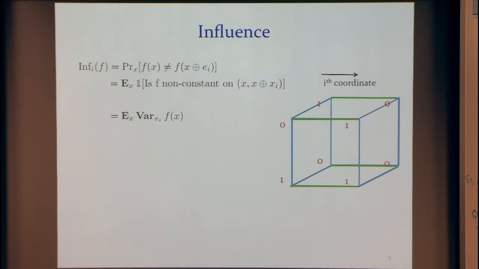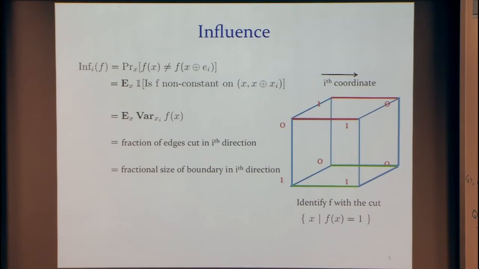For a few other definitions and generalizations, it's useful to think of, since f is a Boolean function, I can identify it with the set of vertices where the function takes value 1. Then I can look at influence as the fraction of edges cut in the ith direction. So, for example, here the red edges go from the set f(x) equals 1 to f(x) equals 0. When you measure edges in the discrete sense, in a continuous sense, you can think of it as the fractional size of the boundary in the ith direction.